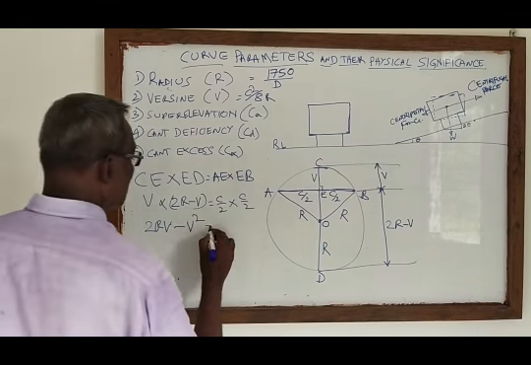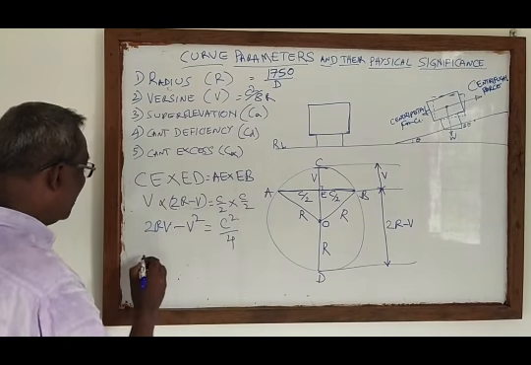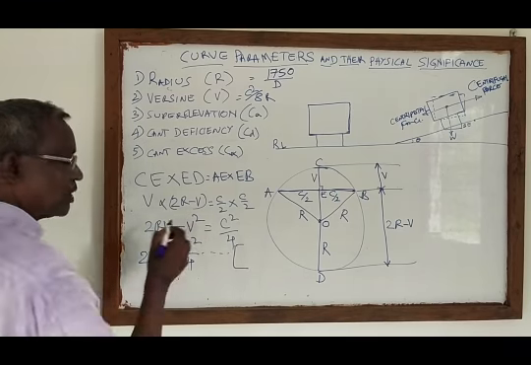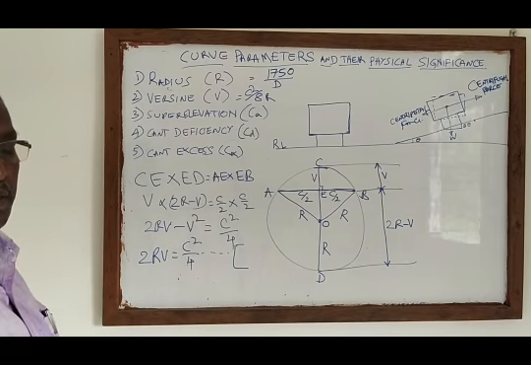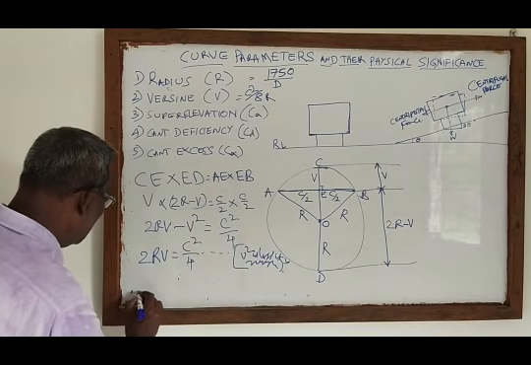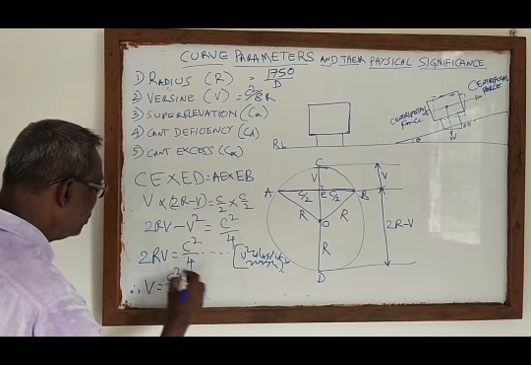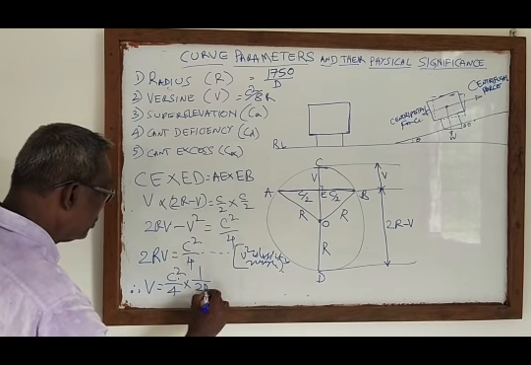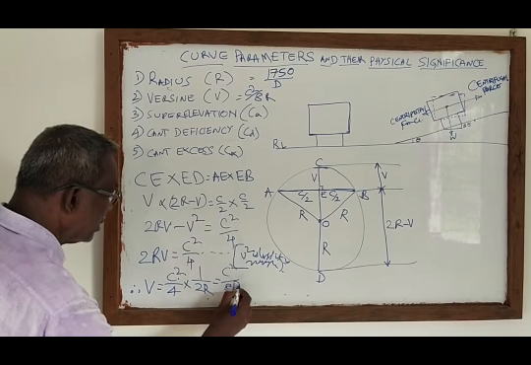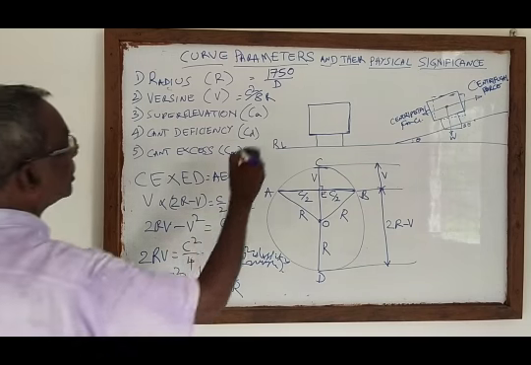V square is equal to C square by 4. Here 2RV is equal to C square by 4. The V value is very small, so this minus V square is negligible. V is equal to C square by 4 into 1 by 2R, that is equal to C square by 8R. Therefore, versine is equal to C square by 8R.